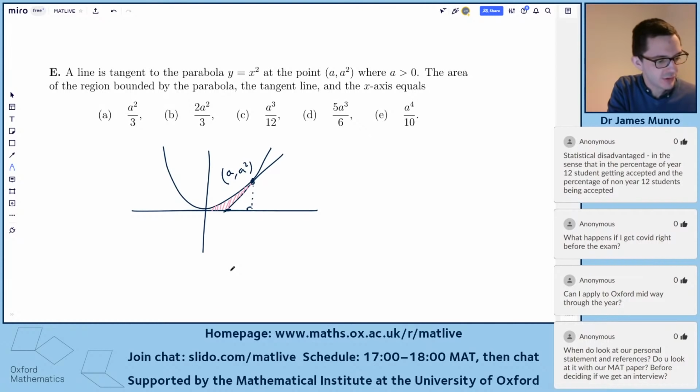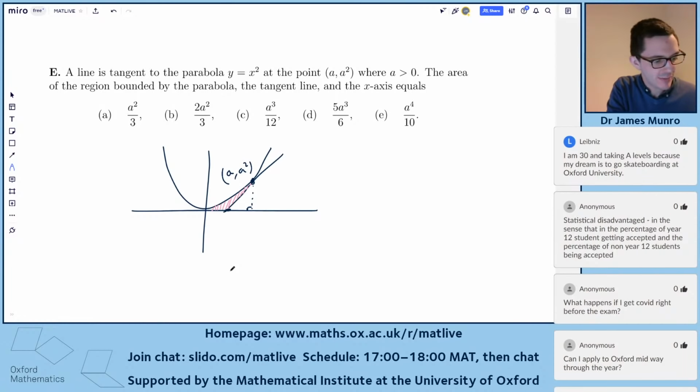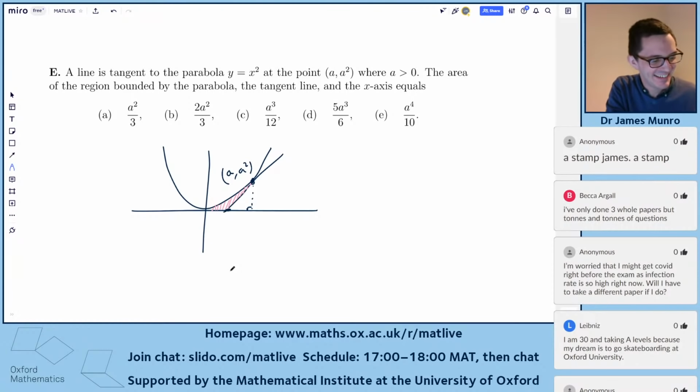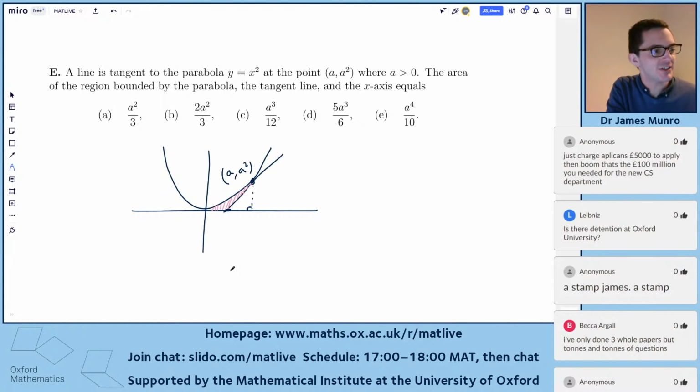Good. Cool. I'm going to wrap this up. Oh, it's a stamp. There we go. Good. Right. I think on that note, boom, 100 milli. If I charge applicants £5,000, I'm not going to do that, obviously. Right. Cool. I think I'm going to wrap up there.